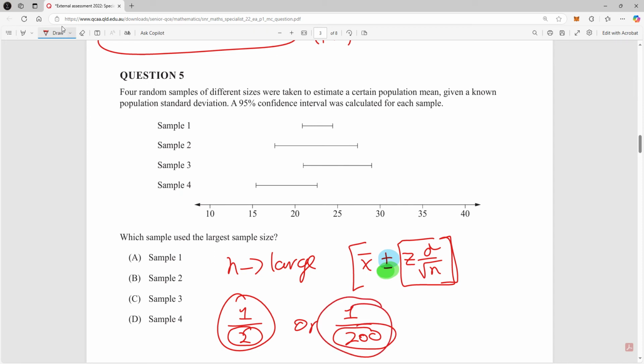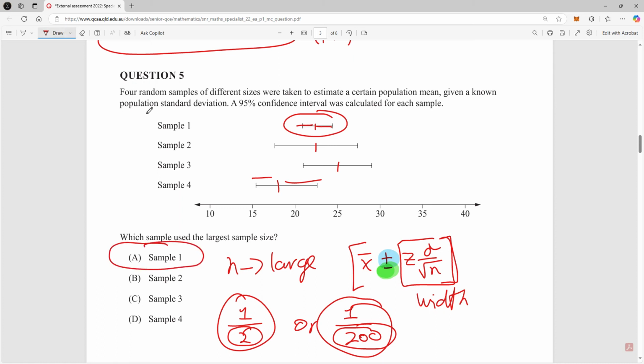So whoever has the largest sample size will have the smallest width in terms of the confidence interval. So the correct answer is going to be sample 1, because that is the smallest width on both sides compared to the rest of these guys here. Okay? And the average is in the middle, so that's how you can tell. So the correct answer here is A.